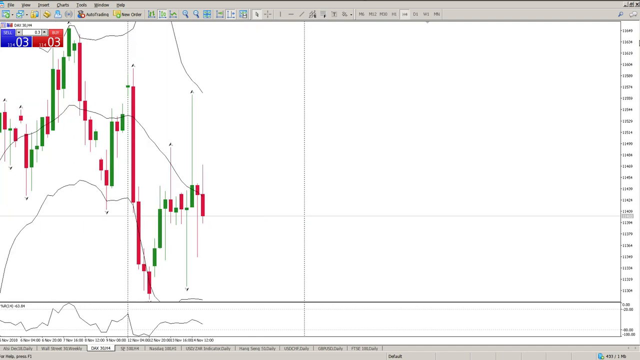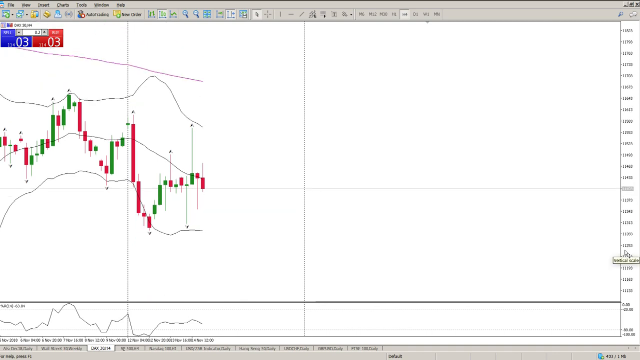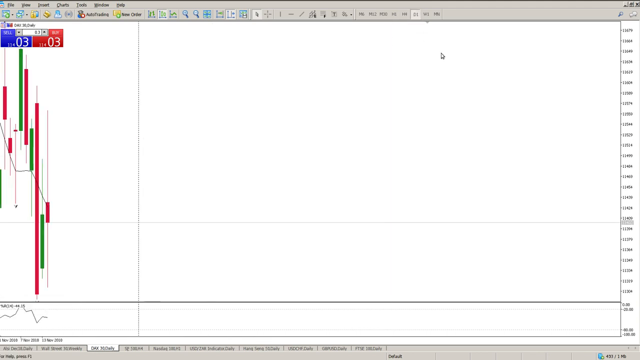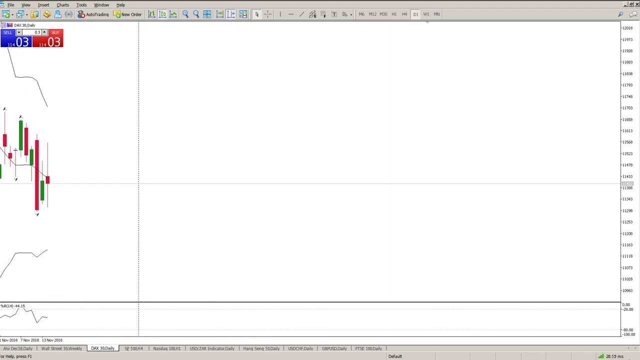Nothing really to write home about. Half hour, same thing. Going from the one side of the Bollinger to the other side, but still sitting in the middle. Now, this is something that I often look at on the Bollinger Bands as well. You can see that we are hovering around the 20 moving average on the 4 hour, and more than likely we'll be doing the same on the daily.